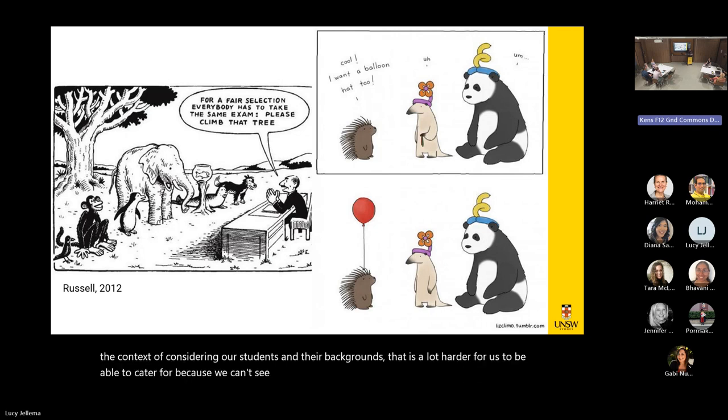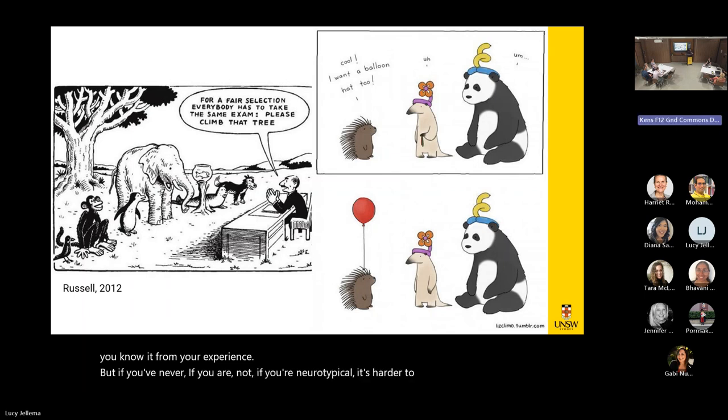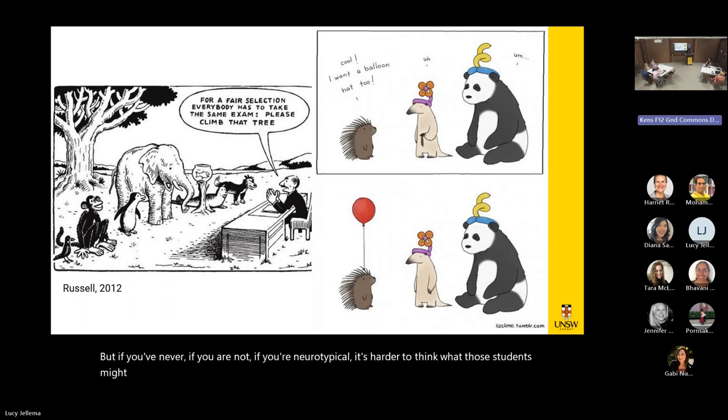Or it might be that you can't relate to it. If you're neurodivergent, you probably do some things that support neurodivergent learners because you know it from your own experience. But if you are neurotypical, it's harder to think what those students might need without that extra training.